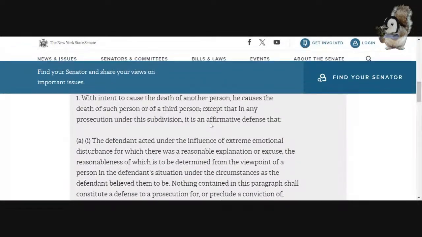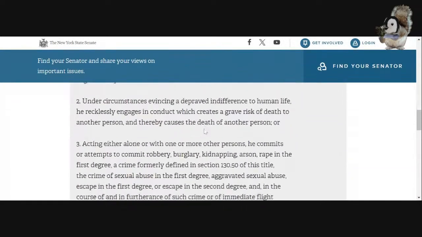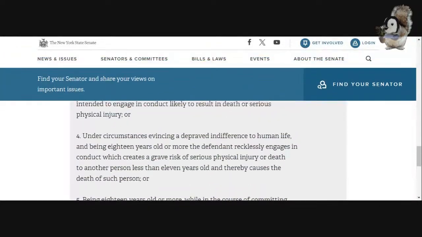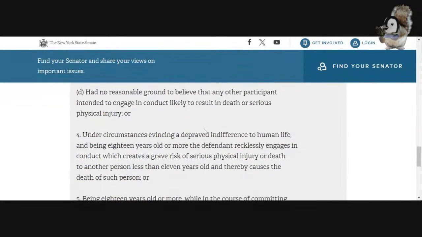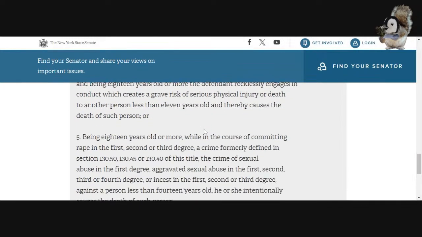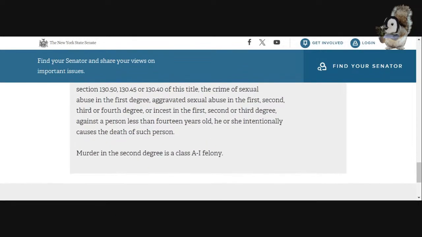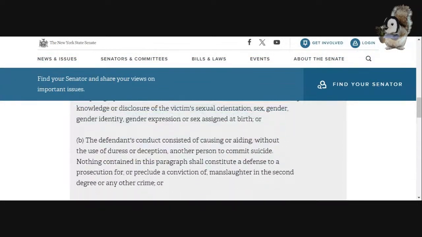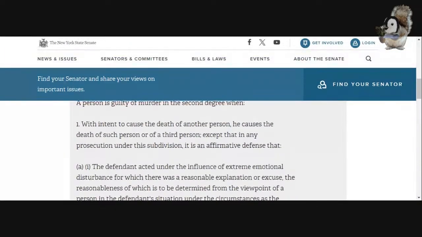So again, this is just if you just have the intent to cause the death of another person, that's second degree. And then these are the affirmative defenses for that. It's interesting that it does not say anything about, let me see. So it does mention the age, but these are under the affirmative defenses. So in other words, it looks like, so those are the affirmative defenses.